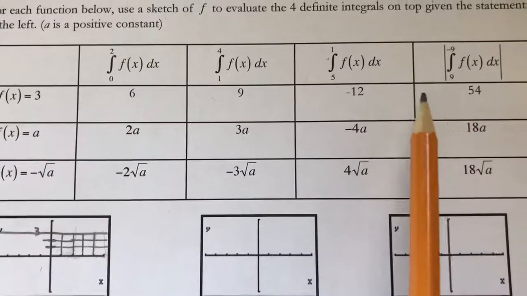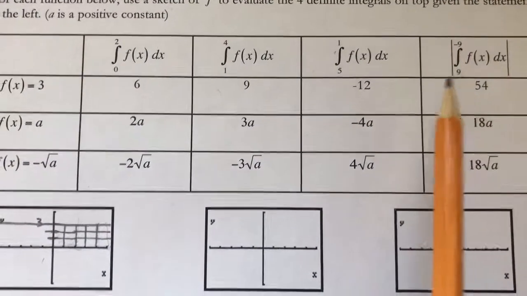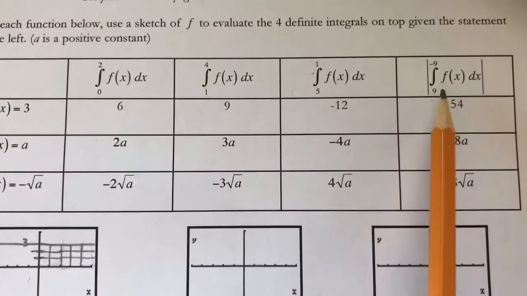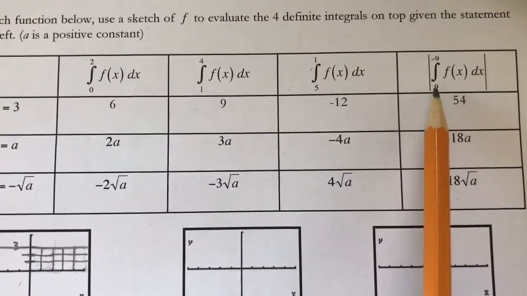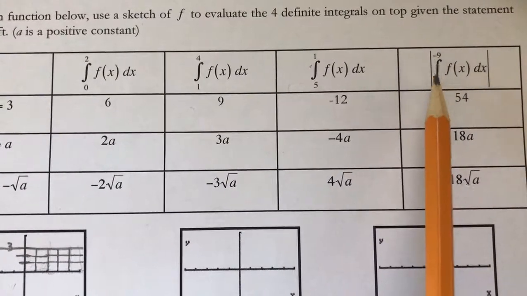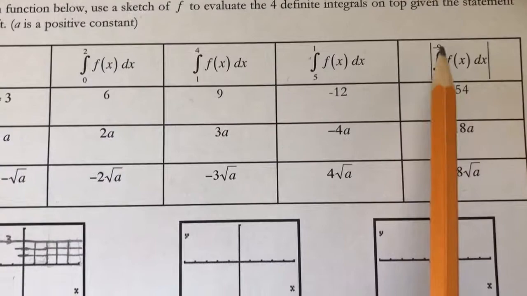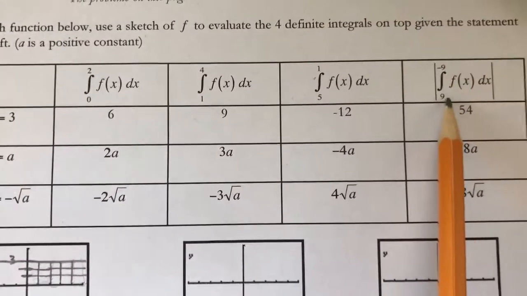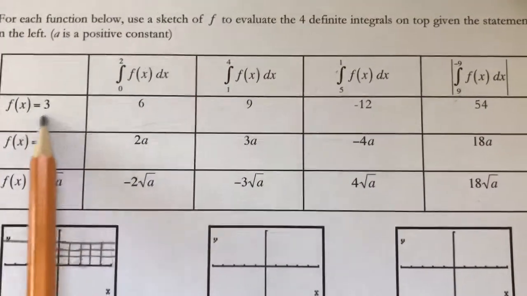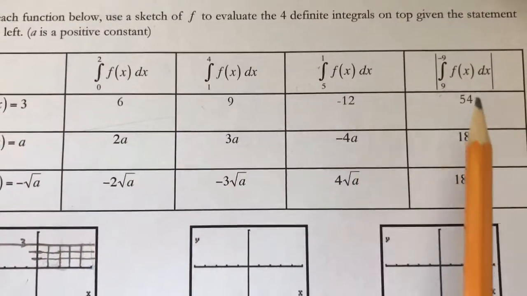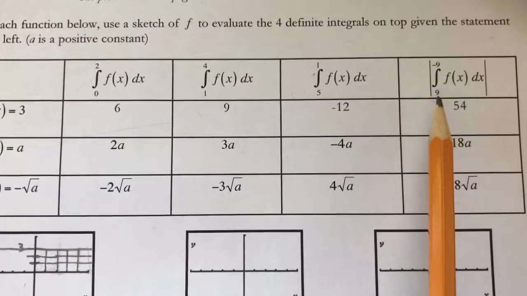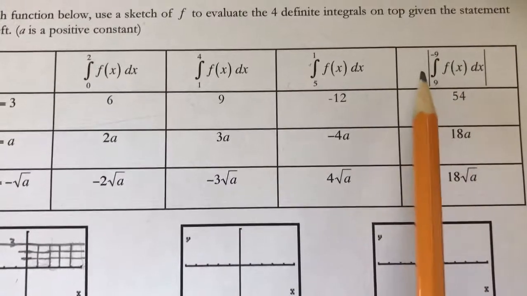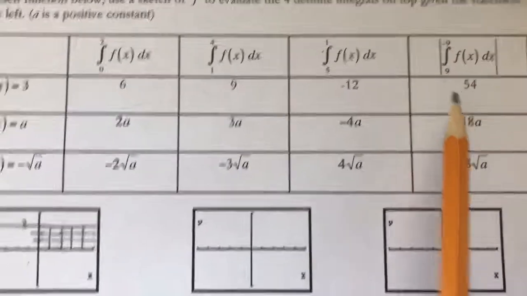And then the absolute value of the integral from 9 to negative 9: the distance between 9 and negative 9 is 18 units, and it's backwards, from a larger number to a smaller number. So 18 is the base, and it's still a height of 3, and so 3 times 18 is 54. Now it's backwards from 9 to negative 9, so technically it's negative 54, but because of the absolute value bars at the very end, it becomes a positive 54.